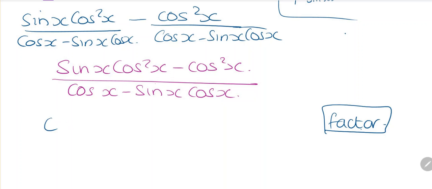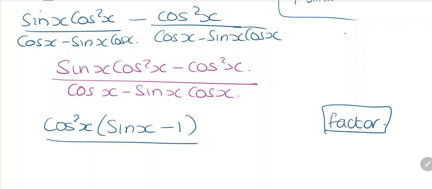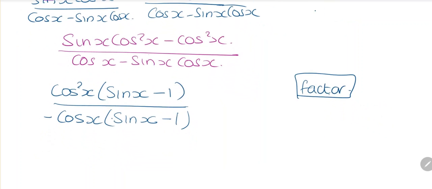So let's do that. That's going to be cosine squared x, so this will be sine of x minus 1. And then on the bottom, if we factor by minus cosine of x, this will give us sine of x, and then this will be minus 1. It's minus and minus is positive.